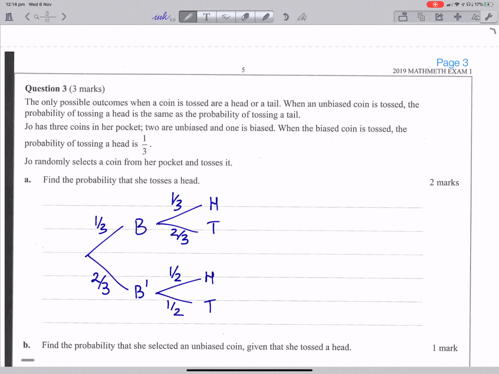We want to work out the probability of getting a head. So that is the probability of biased and a head plus the probability of unbiased and a head. Biased and a head is 1/9. Unbiased and a head is 1/3. If we add them together, we get 4/9.